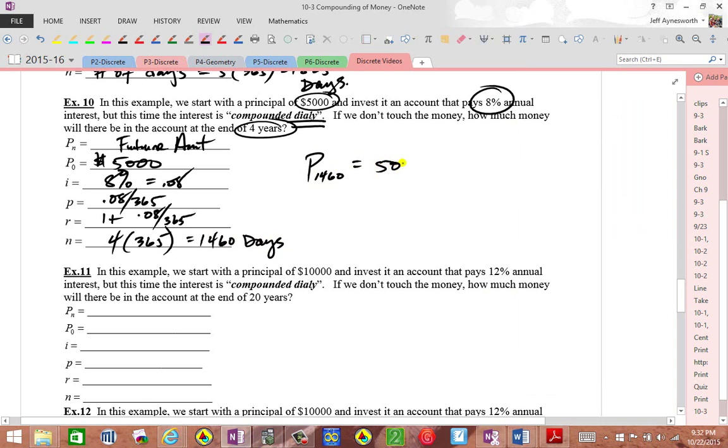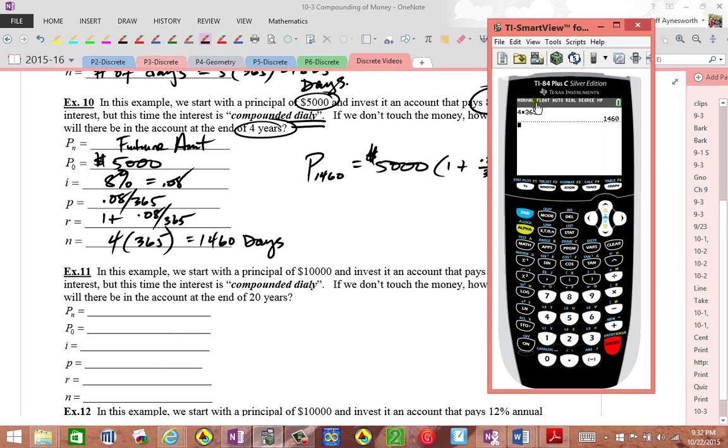So you start off with 5,000 bucks. You have to multiply by 1 plus the periodic interest rate, which is 0.08 divided by 365 because there's 365 days a year, and raise it to 1460 because there's 1,460 days in 4 years. Then you work it out.